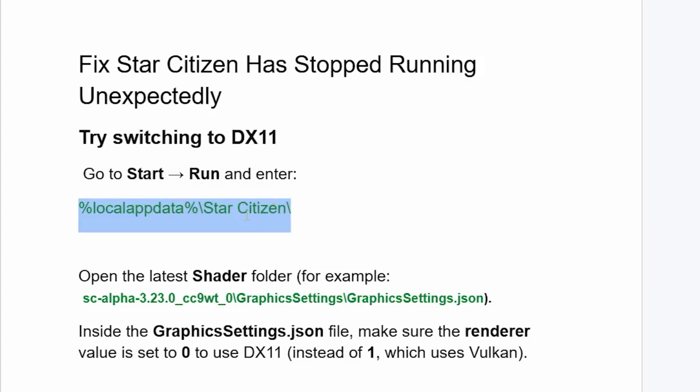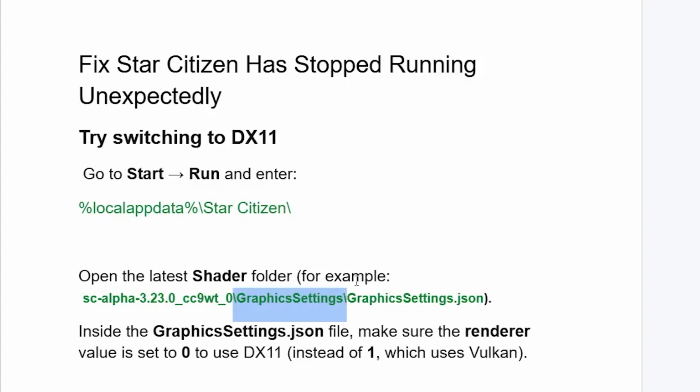Now inside the directory for Star Citizen, look for the latest shader folder. This will depend on your latest shader folder, but for me it can look like this. So I'll open my latest shader folder, which will look like this. After opening this, inside you'll find the graphic settings. Now open the graphic settings folder.